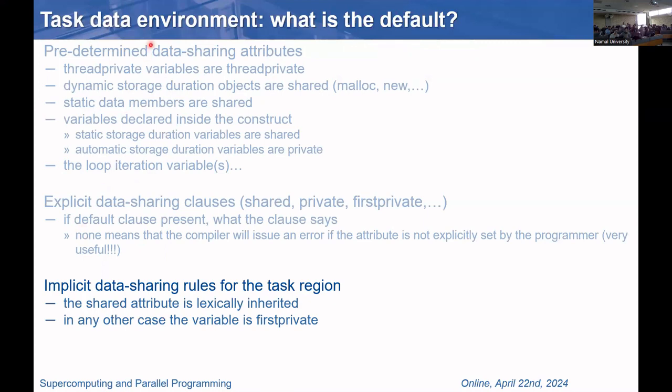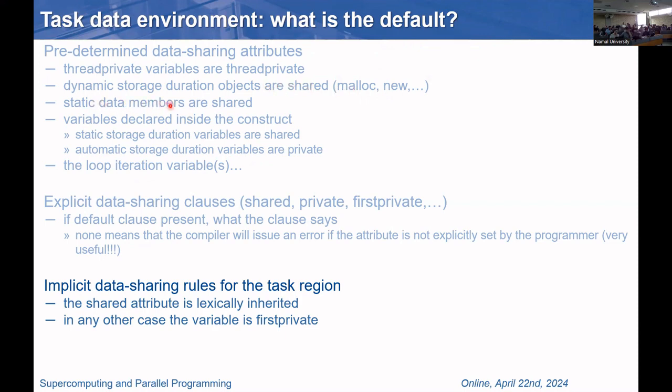So let's talk about the data environment. We have predetermined data sharing attributes, which perfectly match the usual OpenMP. In a task, threadprivate variables keep being threadprivate. Any malloc or new memory keeps being shared because we cannot privatize that. We don't know the size, so it would not be possible to privatize that memory.